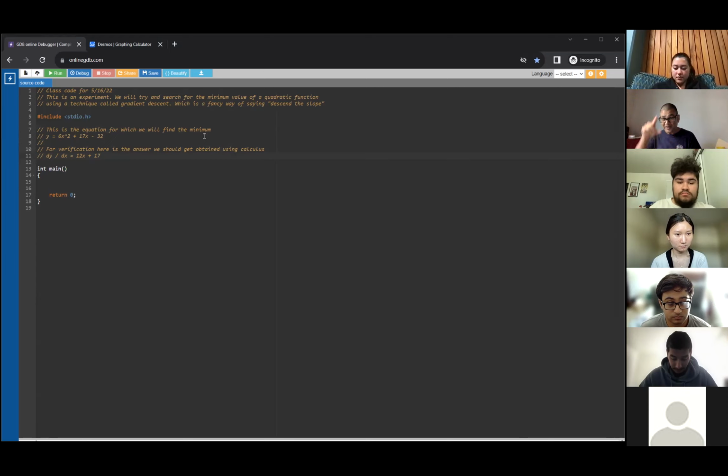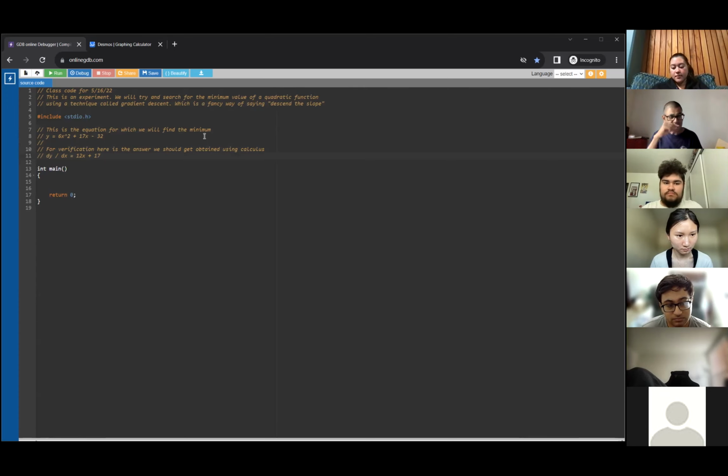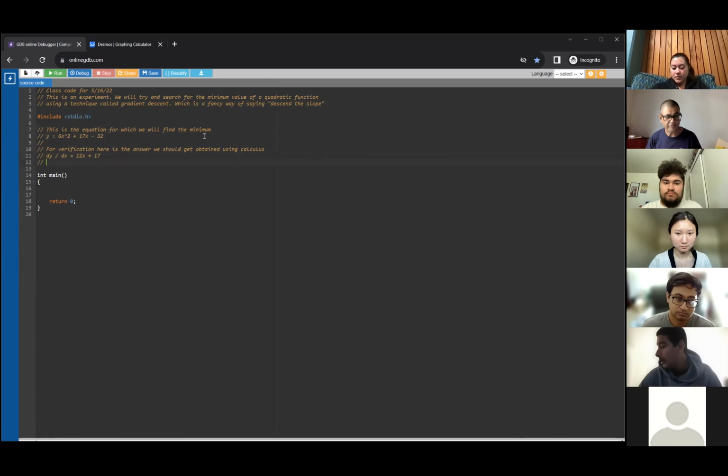Therefore, 12x plus 17 is actually the slope of the curve at any point. At any point you plug in the x value, you get the slope. And the slope keeps changing as x keeps changing, because the slope is also a function of x. Now you know that in order for the function to be the least possible value, the slope should be 0. So if you solve that equation for slope equals 0, you get the minimum value. So on the next line, you can say 12x plus 17 equals 0 implies 12x plus 17 equals 0.